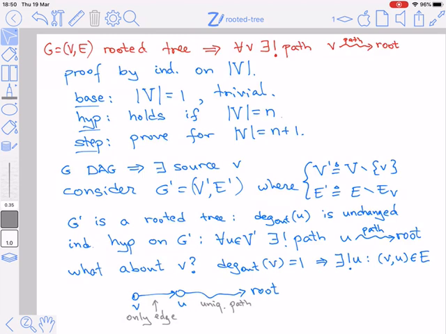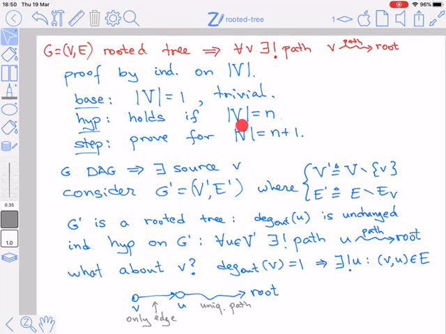Now, the graph G prime has one vertex less than the graph G. Therefore, the cardinality of V prime is n, because the cardinality of V was n plus 1. So we can apply the induction hypothesis to G prime. What does the induction hypothesis tell us? It tells us that for every vertex U in V prime, there exists a unique path from U to the root.